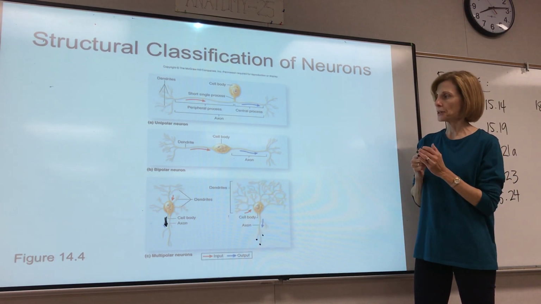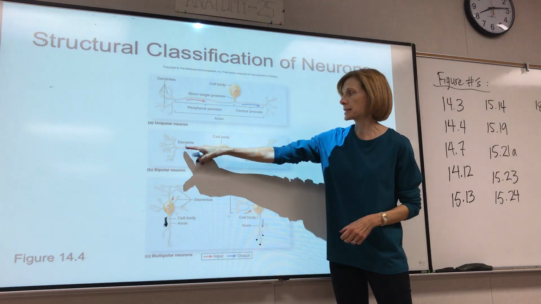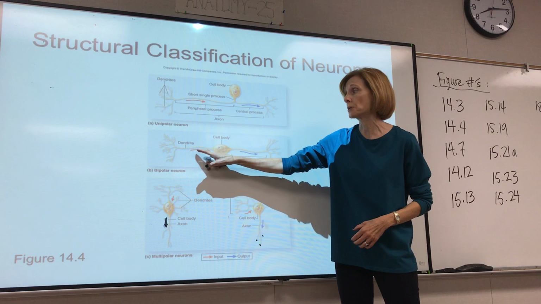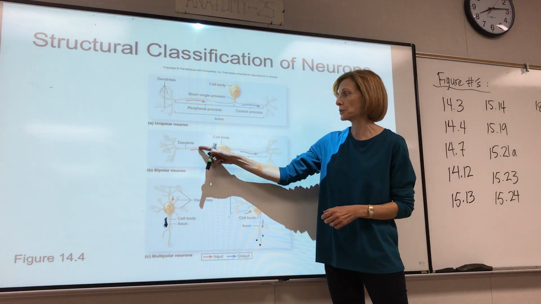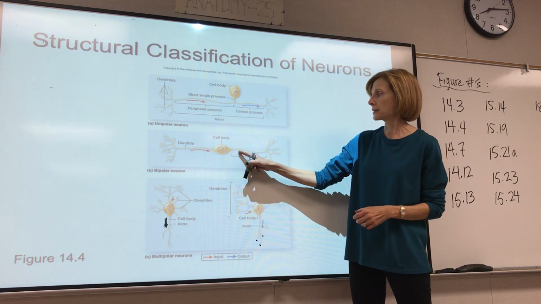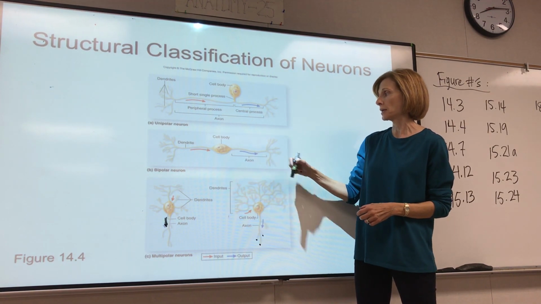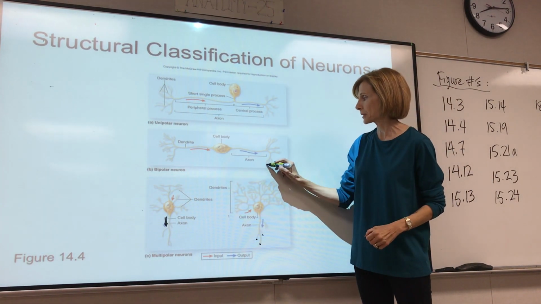Okay, so let's take a look here at the bipolar. You can see again two processes. Notice this one is showing that the information is coming toward the cell body. So this process acts as the dendrite, carrying the information to the cell. And this process would be the axon, carrying the action potential away from the cell body. So again, we would have synaptic knobs here.